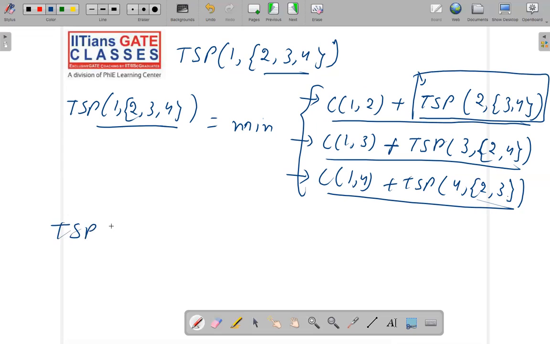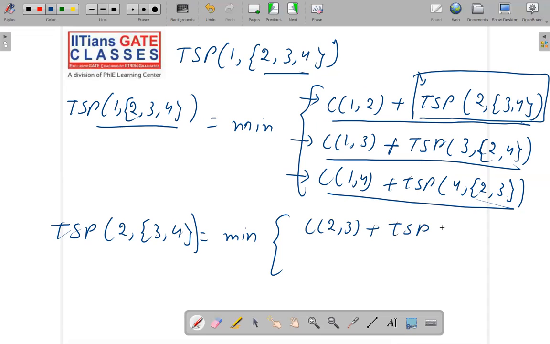TSP. What if we solve this one? 2, 3, 4. Here we have 2 choices. Okay, minimum of either go from 2 to 3 first or 2 to 4 first. We will go from 2 to 3 and say that, okay, TSP of 3, 4. Either this is the option or this is the option.